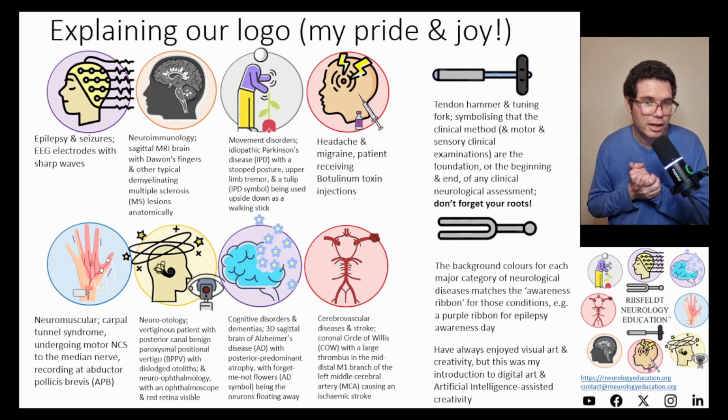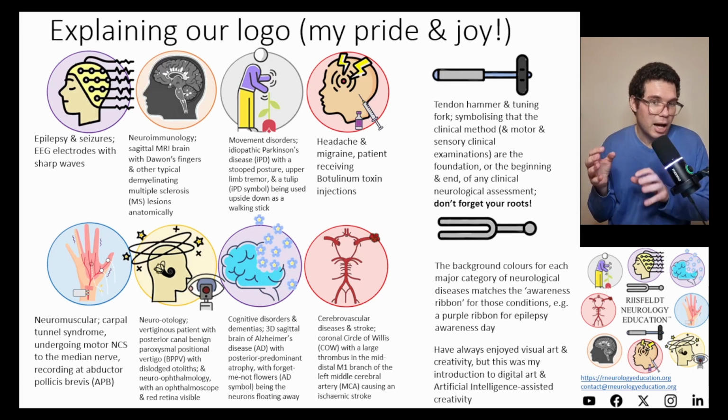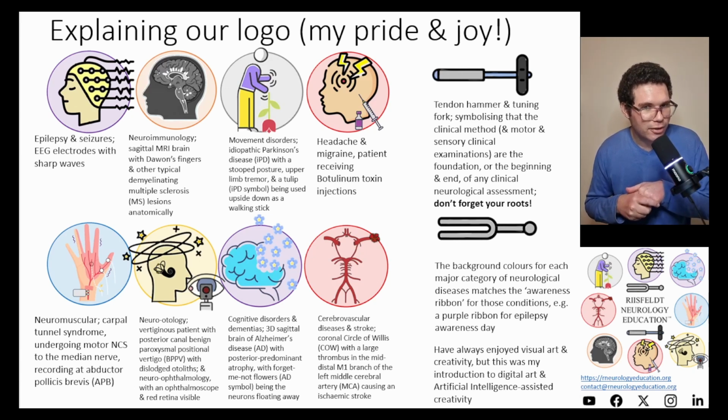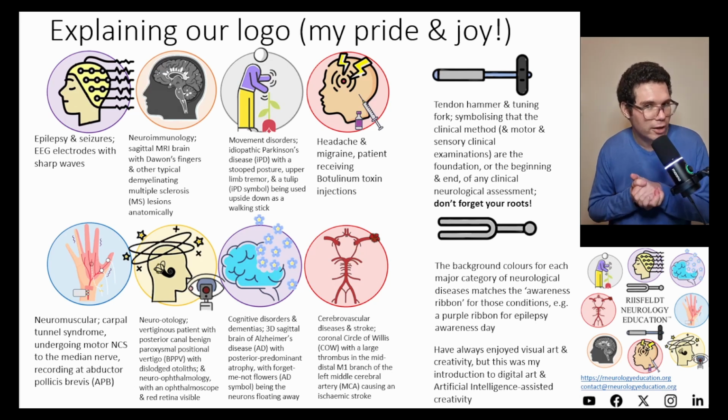The third image is to represent movement disorders, and I chose Parkinson's disease here, idiopathic Parkinson's disease, I should say. So I've got an icon of a man with a stooped posture, typical of Parkinson's disease, with some upper limb tremor present. And I've chosen a tulip, which I learnt was the symbol for Parkinson's disease, but I've placed it upside down and the man's using it as a walking stick.